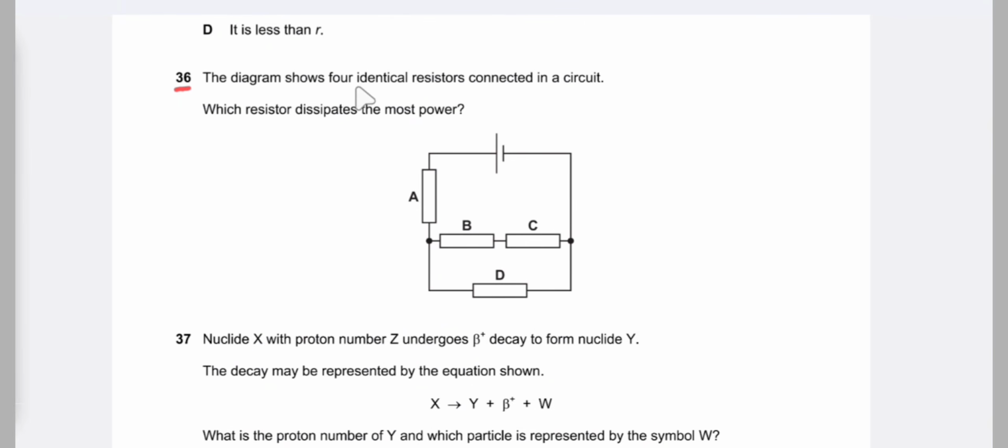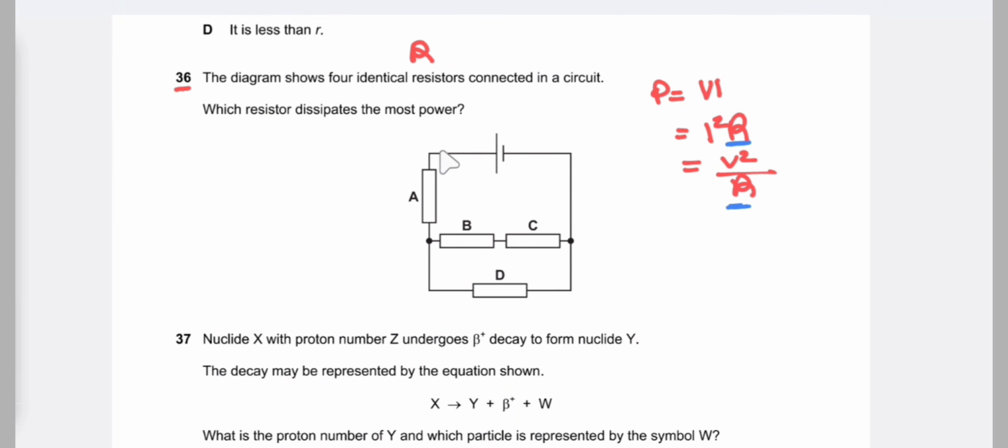Number 36. The diagram shows four identical resistors connected in a circuit. The resistors are identical, that means they have the same resistance R. Since they are identical resistors, which resistor dissipates the most power? We know that power is equal to VI. Also power is equal to I squared R and V squared by R. Since the resistors are identical, all the resistors have the same resistance.